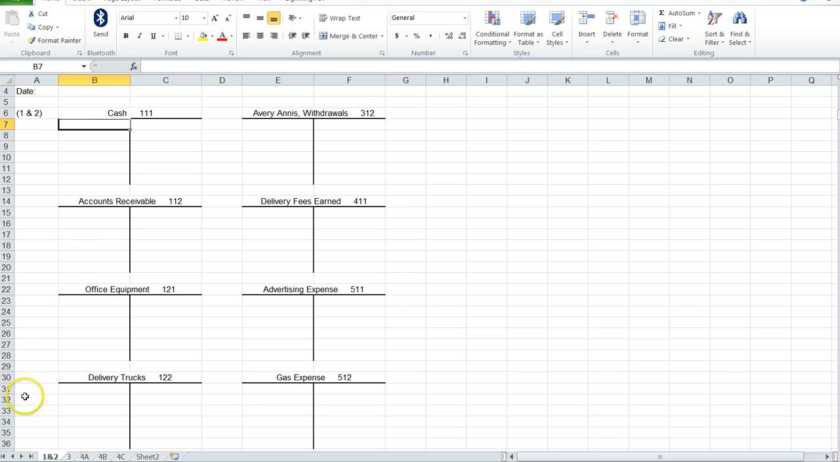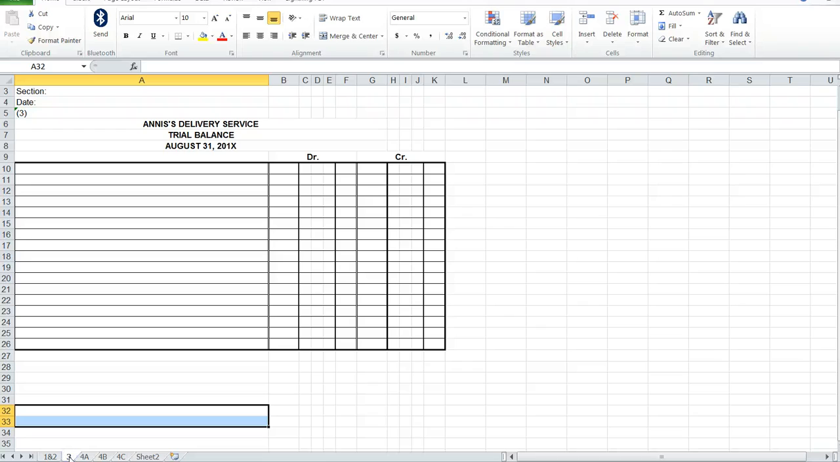Remember, the first thing I want to point out to you is this is a comprehensive problem and very valuable. That's why I'm emphasizing its importance. Now, when you go down to the bottom of your Excel sheet, you'll see that there's instruction 1 and 2, which shows you the T accounts, where you're going to record the transactions. And if you click 3, you'll prepare your trial balance on that form, and it follows through.